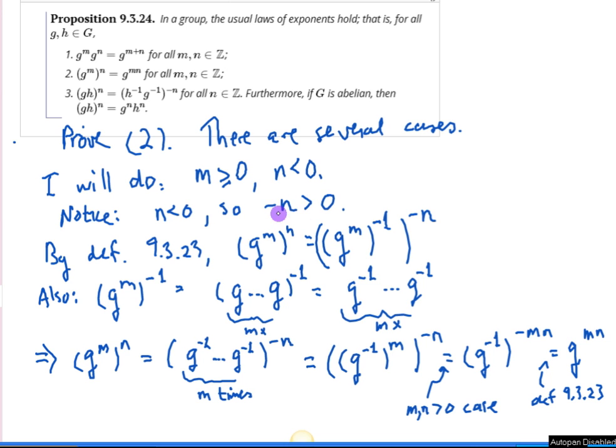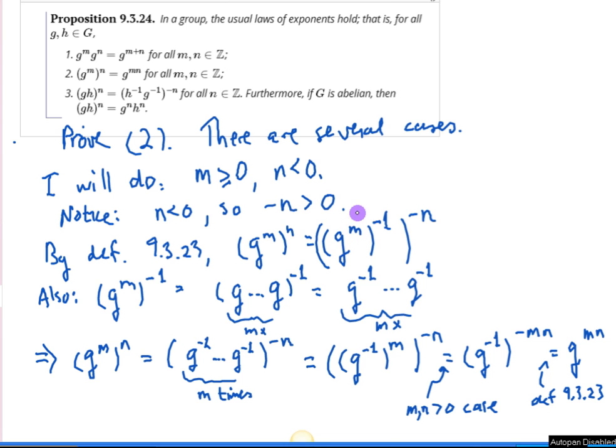Now, what we have here, g to the m to the nth power, remember this n is negative. So I should break this n up into a minus 1 and a positive power. This is the definition of a group element raised to a negative power. All right, so I have a group element raised to a negative power is the inverse raised to a positive power. All right, so now I have a positive power on the outside, and I need to take care of what's going on in here.